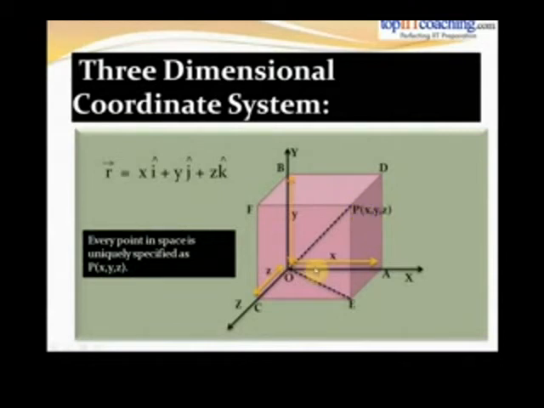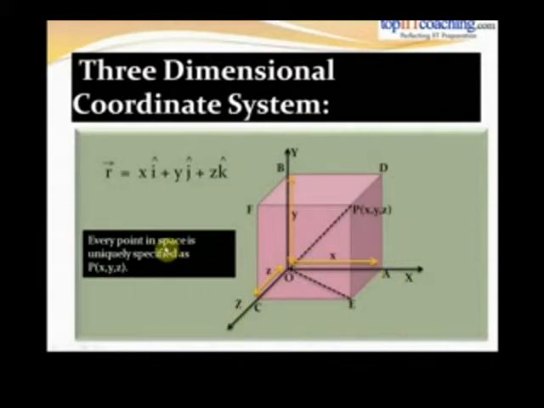Here we see that x is the projection of this point on the X-axis, y is the projection of this point on the Y-axis, and z is the projection of P on the Z-axis. So we can write any vector r corresponding to the point P(x, y, z) as r equal to x times i cap plus y times j cap plus z times k cap. Here i cap, j cap and k cap represent unit vectors along the X-axis, Y-axis and the Z-axis.